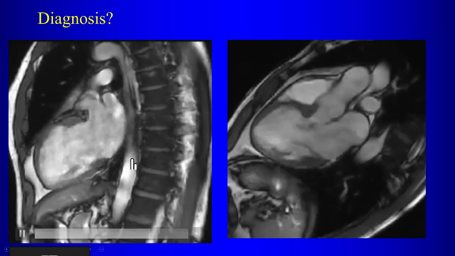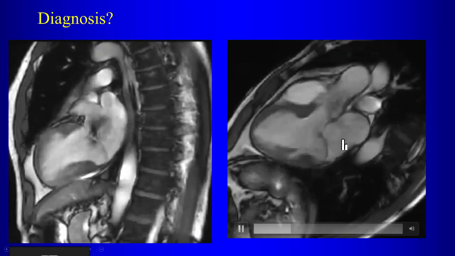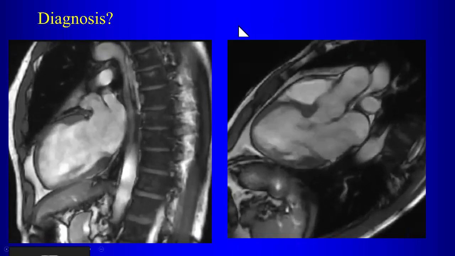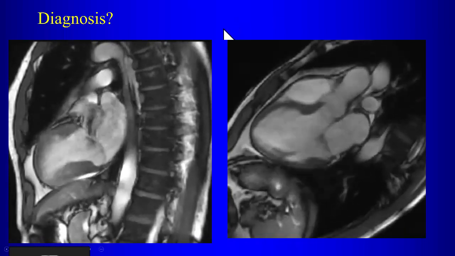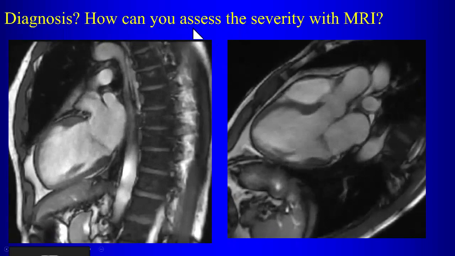Mitral regurg. Yes, this patient has mitral valve regurgitation, right? So we can see that. How can you assess the severity of mitral valve regurg with MR? What can you do? We have this patient with mitral regurg, easily demonstrated. How bad is it? How do we figure that out with MR?